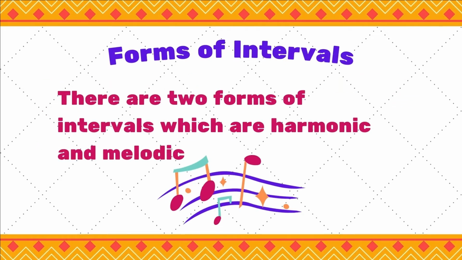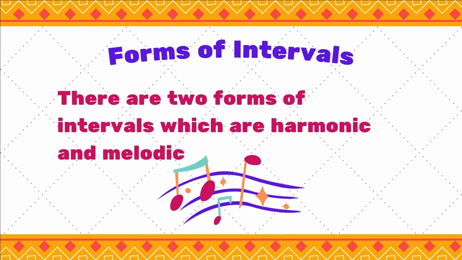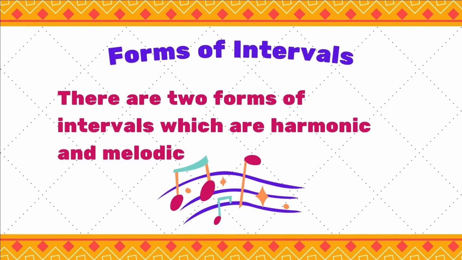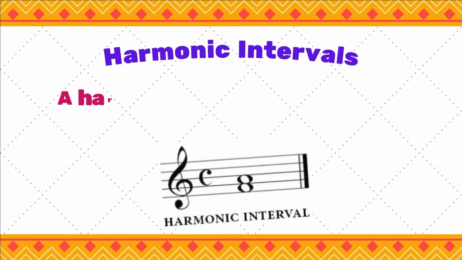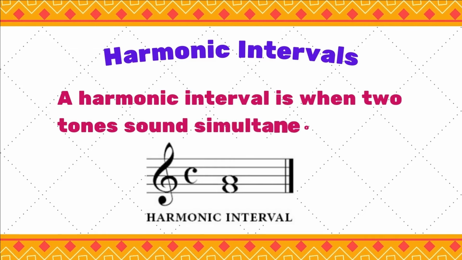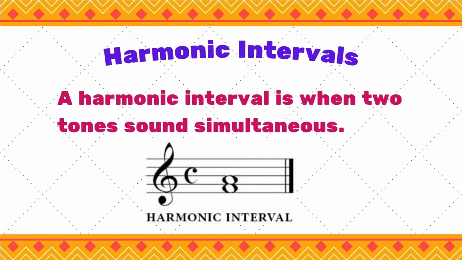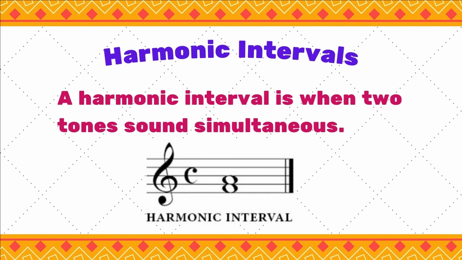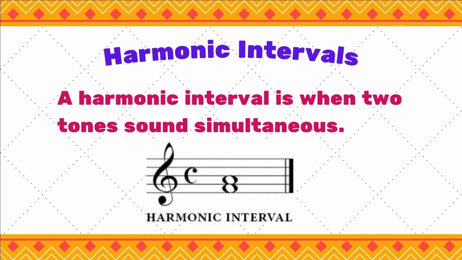Now, what are the forms of intervals? There are two forms, and other forms we are going to be looking at. Basically, we have the harmonic and the melodic forms of intervals. That is the way they are going to be represented on the staff. Now, for the harmonic interval, it is when two tones sound simultaneously. You look at the notes, it appears as if they are placed vertically, one on top of the other. And these notes are sounded together. So they are sounded together, and that is what makes it a harmonic interval.